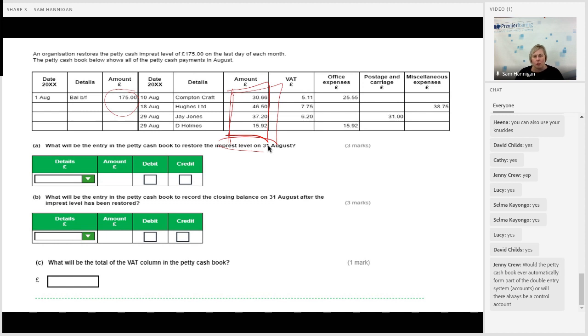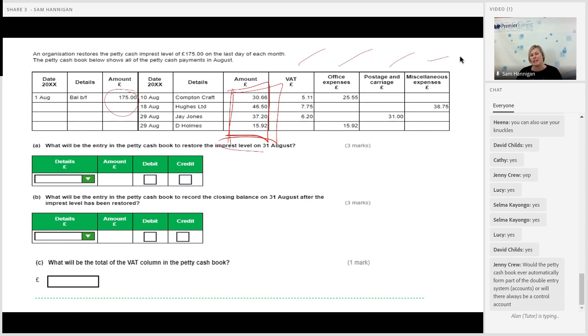Would the petty cash book ever automatically form part of the double entry system, or will there always be... No, it can be part of double entry. Like for instance on Sage, when I post the petty cash book, I post it through the petty cash, and then it will automatically go to these.